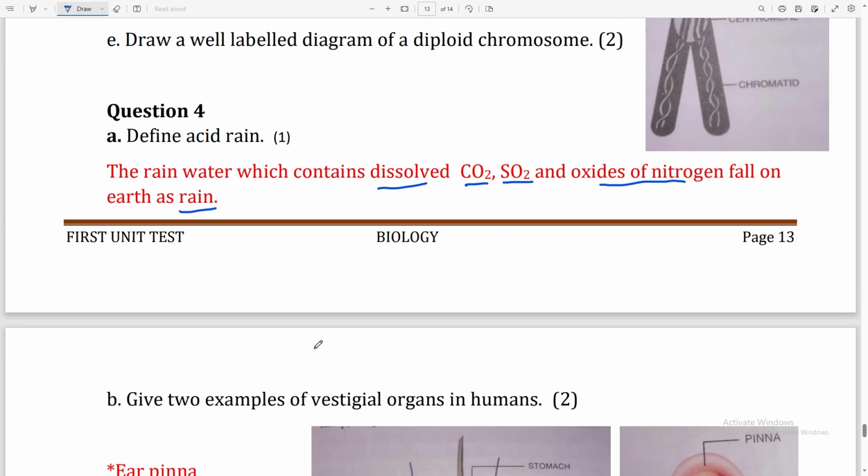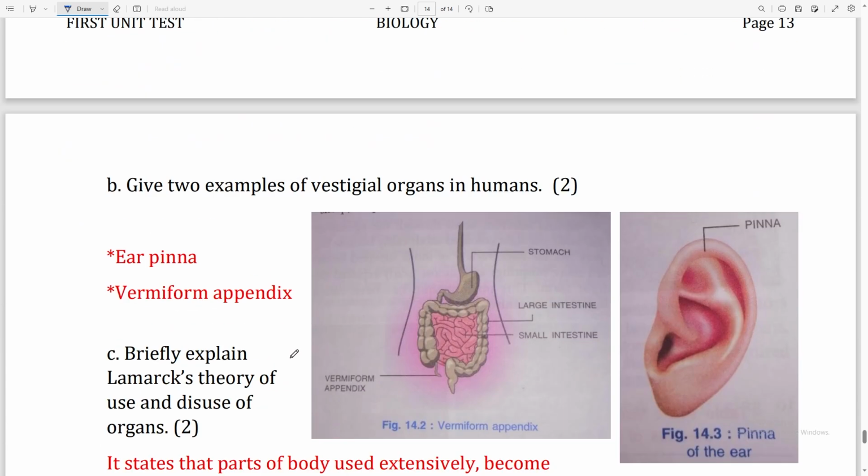Give 2 examples of vestigial organs in humans. So ear pinna, vermiform appendix. This is ear pinna and this is vermiform appendix. Which part it is? This is the colon. So at the beginning of the cecum we can find the vermiform appendix. This is the part of the large intestine, cecum, colon, rectum. So vermiform appendix and ear pinna are vestigial organs.